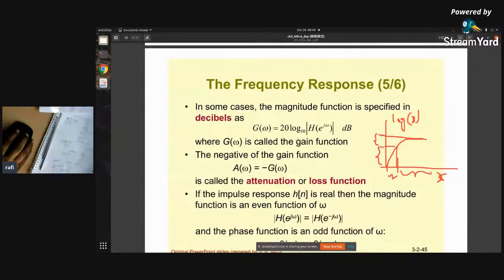The base can be anything, but we will generally follow base 10, which will be easy to handle. So log base 10, and 20 is, for example, if you take a square here, then you will get 10 here. 2 into 10 log of this, or 2 will go into power here. This, we already saw, is the power spectra. So 10 log of the power spectra, Sxx of omega.